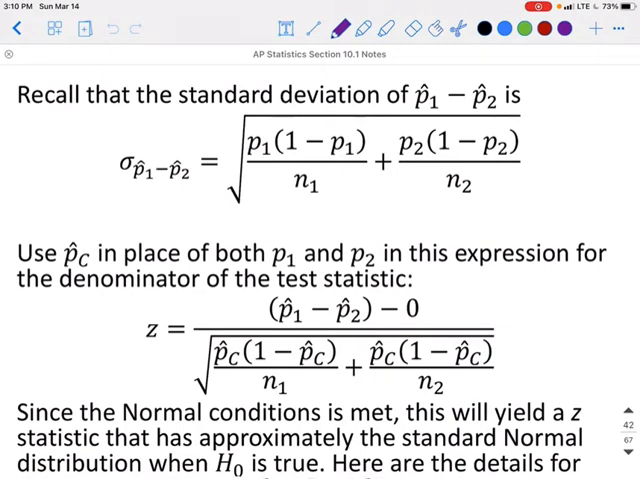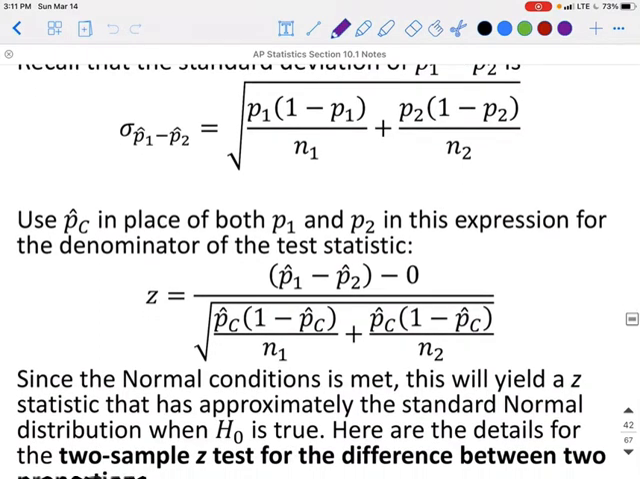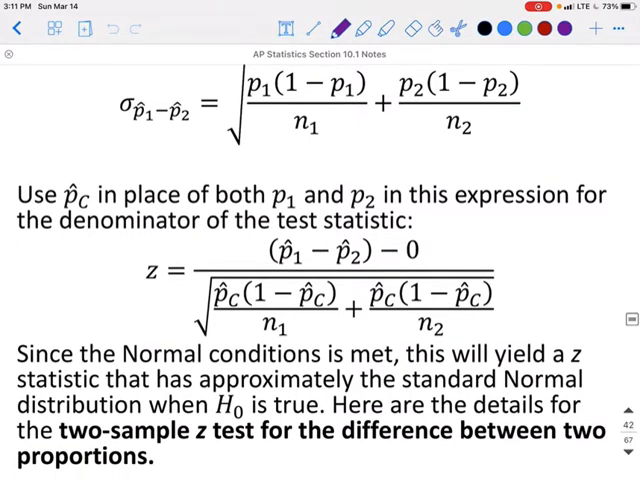Recall that the standard deviation of p hat 1 minus p hat 2 is given in the equation below. If we use p hat c in place of both p1 and p2 in this expression for the denominator of the test statistic, we would end up with our z-score equaling p hat 1 minus p hat 2 minus 0 over the square root of p hat c times 1 minus p hat c all over n1 plus p hat c times 1 minus p hat c all over n2. Since the normal condition is met, this will yield a z-statistic that has approximately the standard normal distribution when H sub 0 is true.